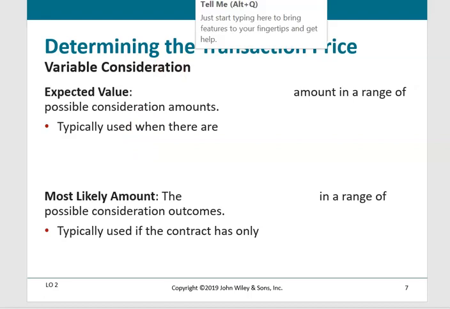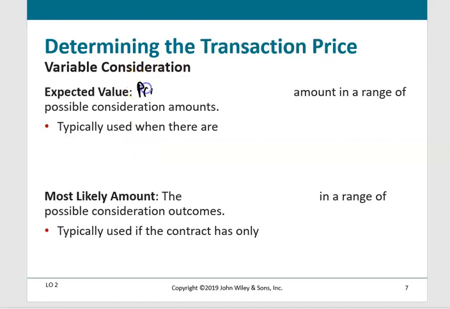Expected value method is the probability weighted amount. So it's the statistical meaning of expected value. Probability weighted amount in a range of possible consideration amounts, or most likely cash amounts. It's typically used when there are multiple possible outcomes.